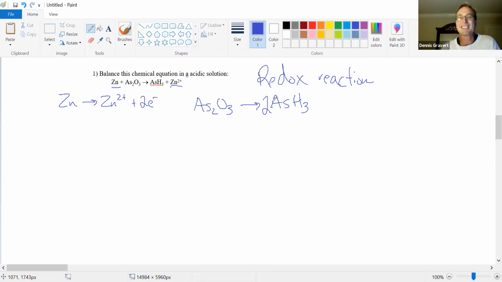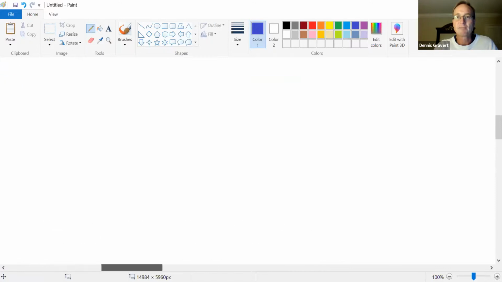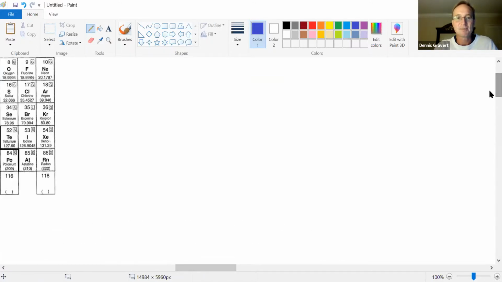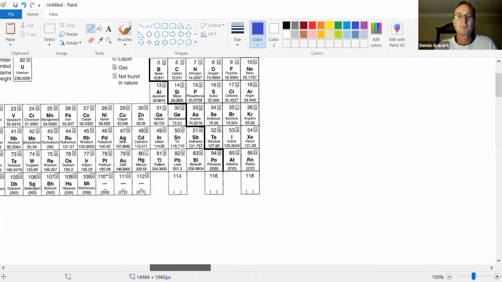Here I got no charges. These are covalent compounds, so we need oxidation numbers. Okay, so when we have a covalent compound, I really do miss my periodic table. AS, oh, I put one in here. Gotta have a periodic table. There it is. So you'll have a periodic table on your exam too.